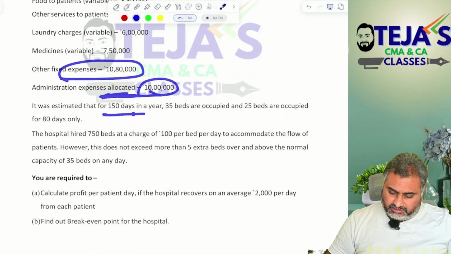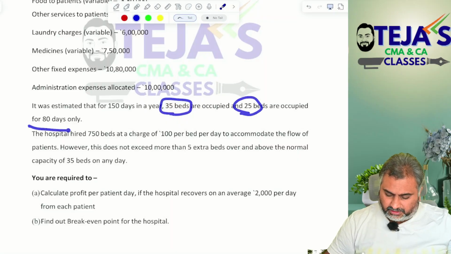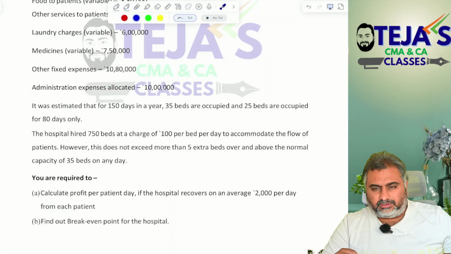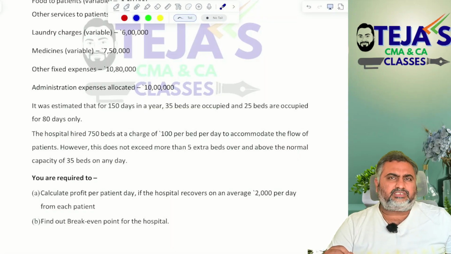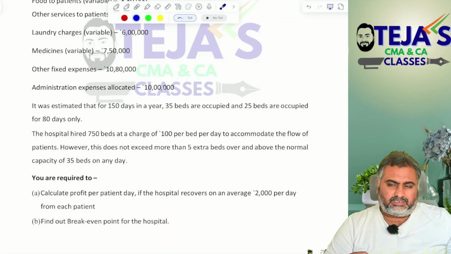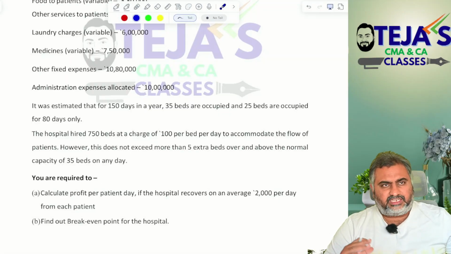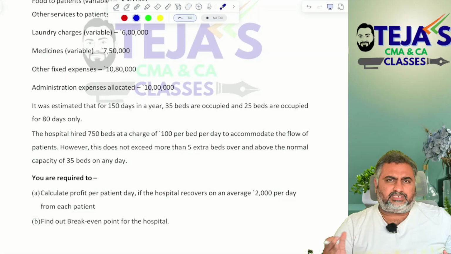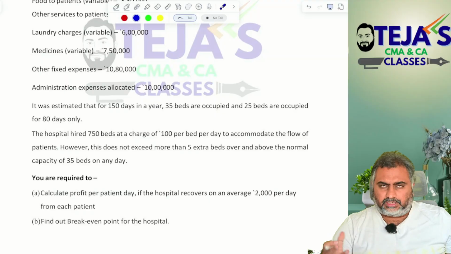It was estimated that for 150 days in a year 35 beds are occupied, and 25 beds are occupied for 80 days only. So same like room days we calculated in the previous question, now we are calculating patient days. Simple sir, occupancy multiplied with the days, in relation to hotel you will get room days. The same thing, in relation to hospital, you can call them patient days or patient beds, from the hospital point of view.